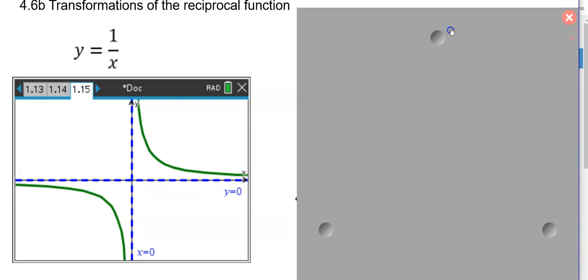Okay, so we're doing 4.6, the second half of the lesson. This is the parent graph that you have memorized, hopefully at this point. Not each point, just the basic behavior. They approach the asymptotes in the first and third quadrants, with asymptotes at x equals 0 and y equals 0.